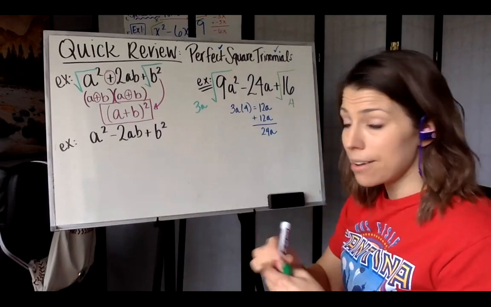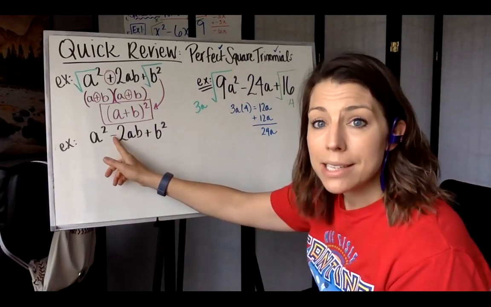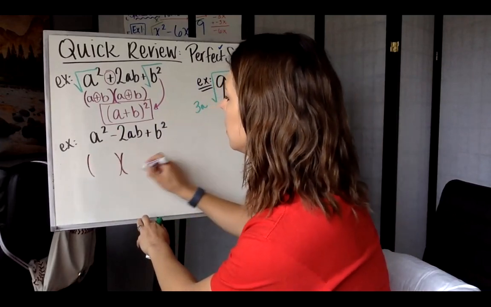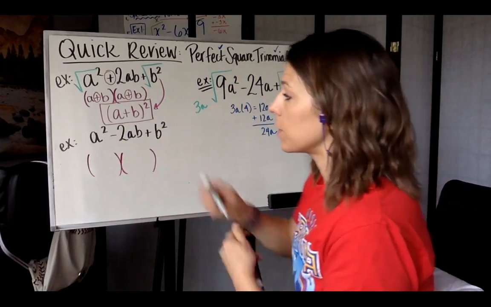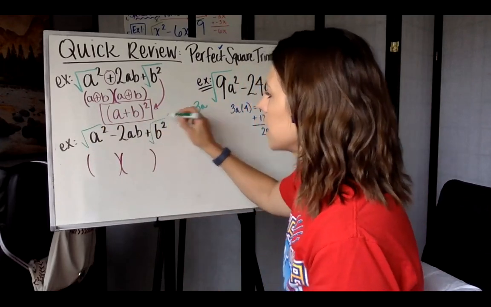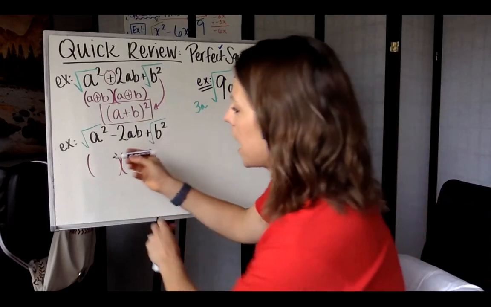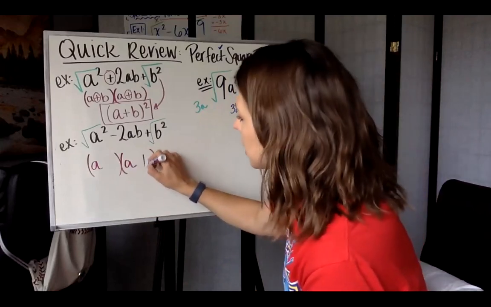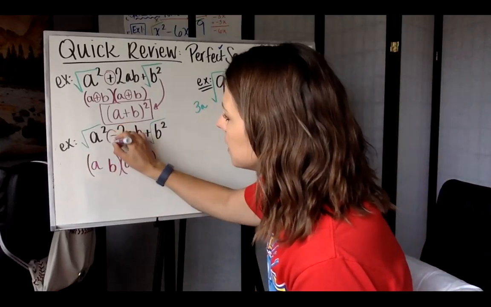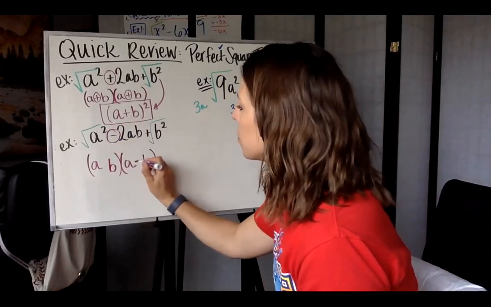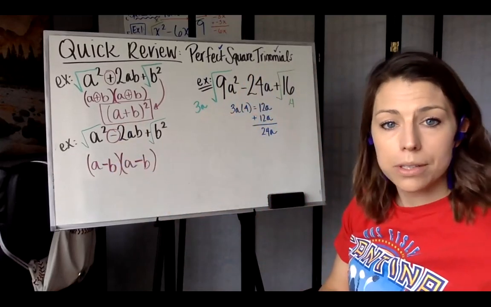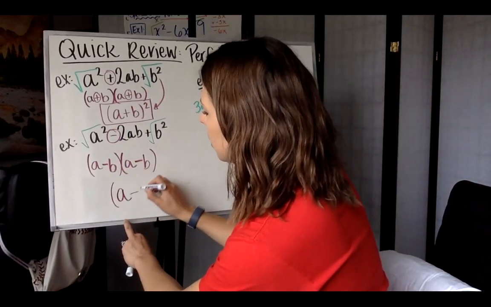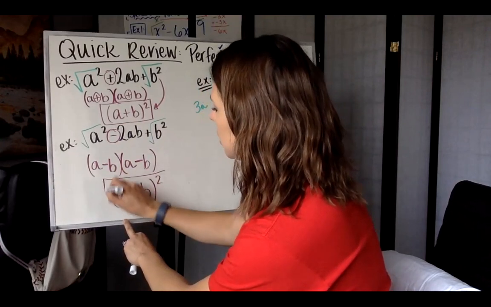Well, the only difference here is that the middle term is a negative, it's subtraction. So we do the same thing though. We set up our 2 binomials and we take the square root of the first term and the square root of the last term. The square root of a squared is a, so that means my first term is going to be a. The square root of the last term is b, because b times b is b squared. And because this is subtraction, both of these are negative, or in other words, subtraction. A minus b times a minus b, we can write that as a minus b squared.